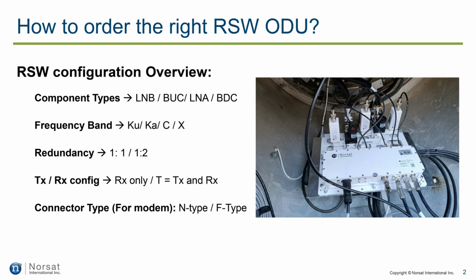component types, such as LNB, BUC, LNA, or BDC. Frequency band, options include Ku, Ka, C, or X bands. Redundancy, you can choose between 1 to 1 or 1 to 2 redundancy. 1 to 2 is usually used for a 4-port feed, where you have a configuration of 1 redundant to the 2 active LNBs.